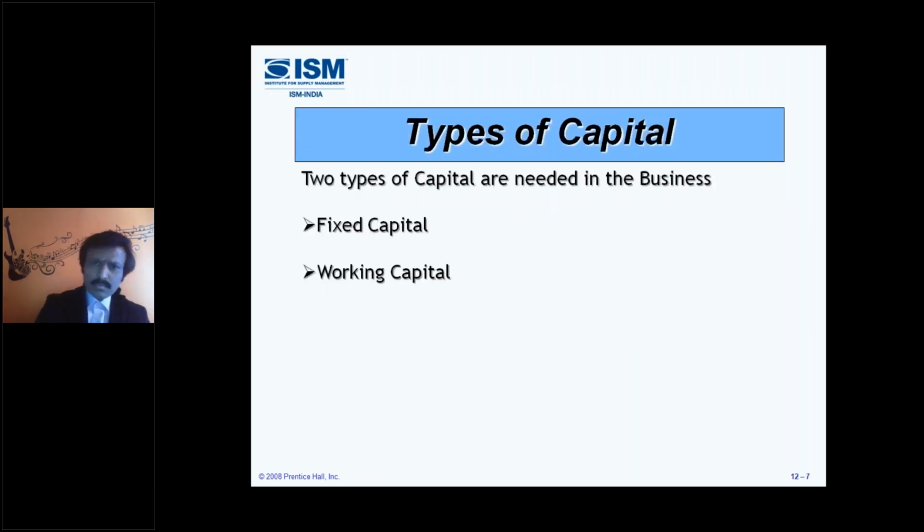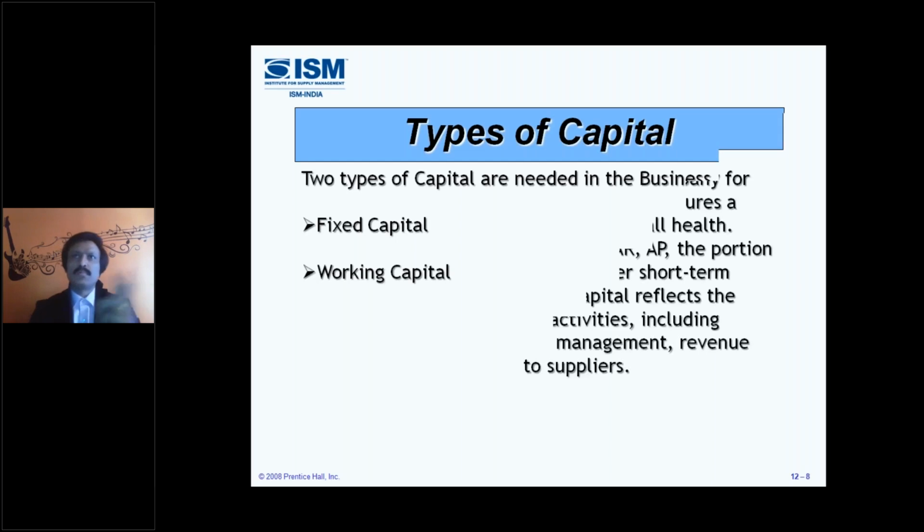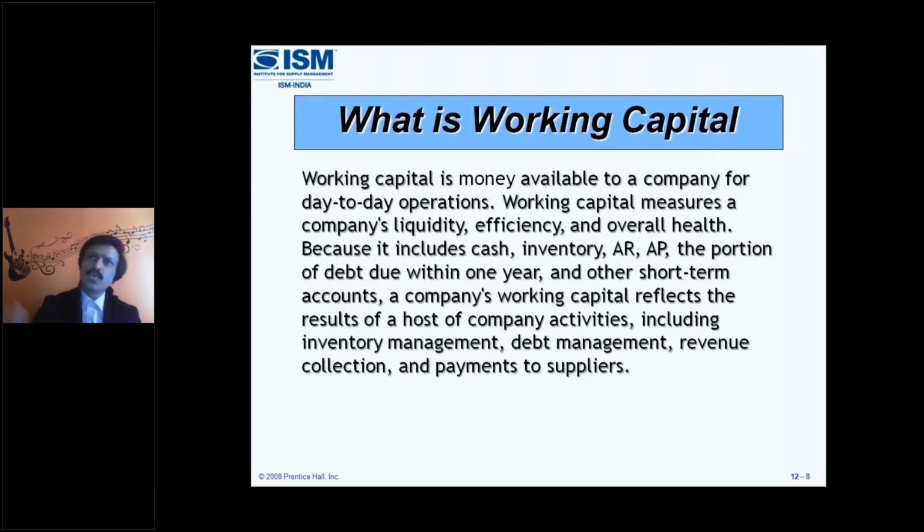Now let's move on to the types of capital. There are two types of capital. One is fixed capital, another is working capital. Fixed capital is your land, plant, machinery, building, wherein you play an important role at the time of acquisition of these assets. And then there is another capital, working capital, which is variable in nature. It varies from business to business, and also on the nature of the business.